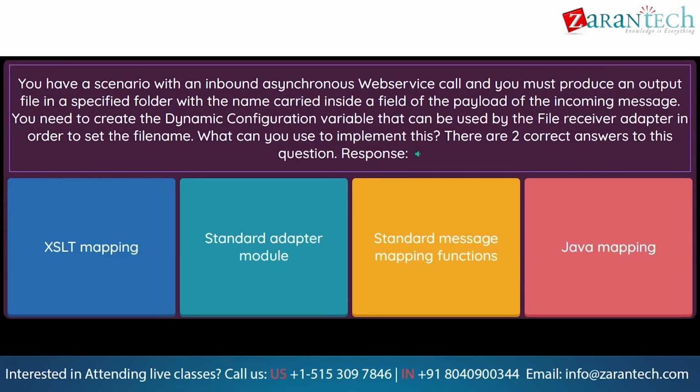Question: you have a scenario with an inbound asynchronous web service call and you must produce an output file in a specified folder with the name carried inside a field of the payload of the incoming message. You need to create the dynamic configuration variable that can be used by the file receiver adapter in order to set the file name. What can you use to implement this? There are 2 correct answers to this question.